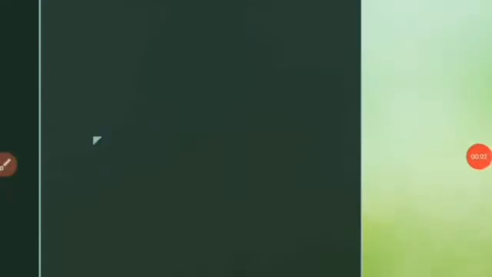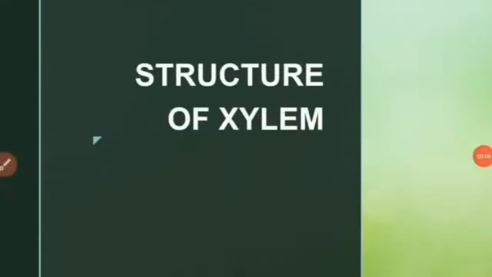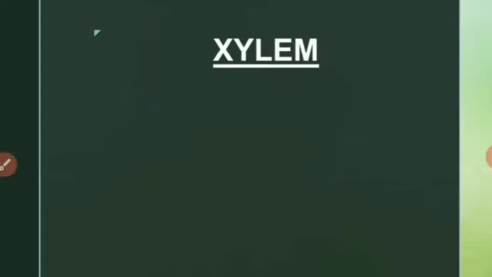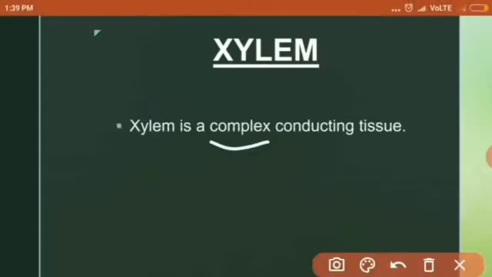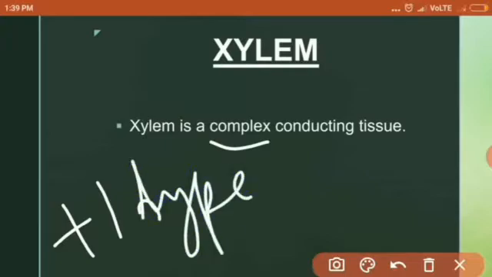Good morning, students. Today we will study the structure of xylem. What is xylem? It is a complex conducting tissue. Do you remember what complex tissues are? Studied in class 7. A tissue which is made up of more than one type of cells. Okay, more than one type of cells.